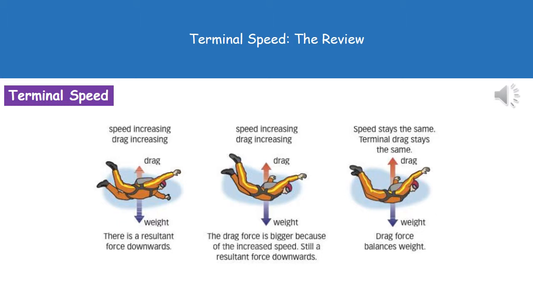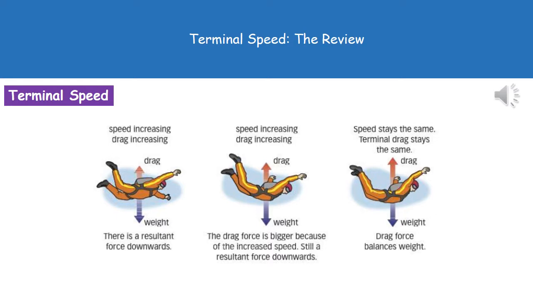Now in that first picture on the left hand side there, what we can see is that the force of our weight or gravity is greater than our drag force. So that's how we know the speed's going to be increasing, because the weight arrow is larger than the drag arrow. So we've got this resultant force downwards. So he's going to be accelerating towards the ground, and as he accelerates, then the drag will also increase.